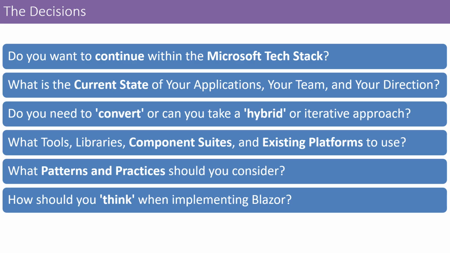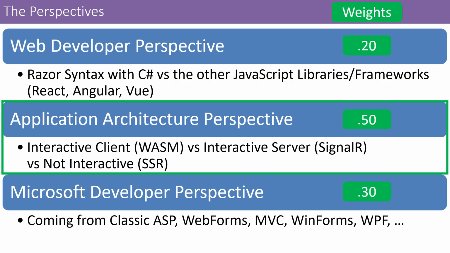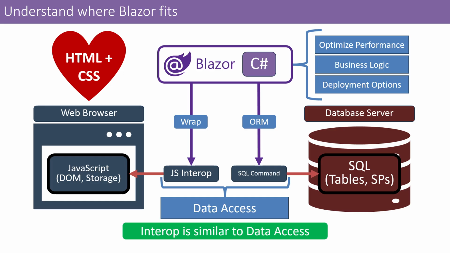It's a bunch of questions and decisions that you have to work through. If you're in the Microsoft tech stack already, do you want to continue in it? What are those component suites, existing platforms? Do you need to convert or take a hybrid approach? And of the perspectives, weigh the application architecture perspective the highest. Don't compare Blazor to React, Angular, and Vue because you like how you write the code. That is such a low factor on why you would want to use Blazor. You need to understand where Blazor fits.